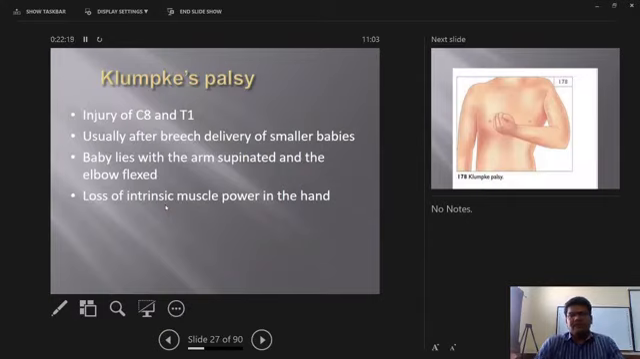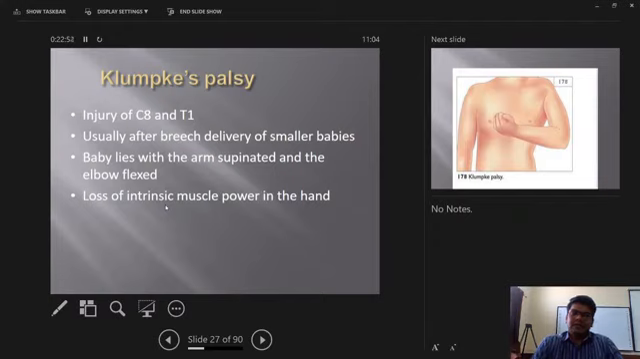Now coming to Klumpke's palsy. Klumpke's palsy is injury to C8 and T1. Usually it is after a breech delivery of smaller babies. The baby lies with the arm supinated and elbow flexed. There is loss of intrinsic muscles of the hand, which is the intrinsic minus hand. So intrinsic minus hand is a claw hand.